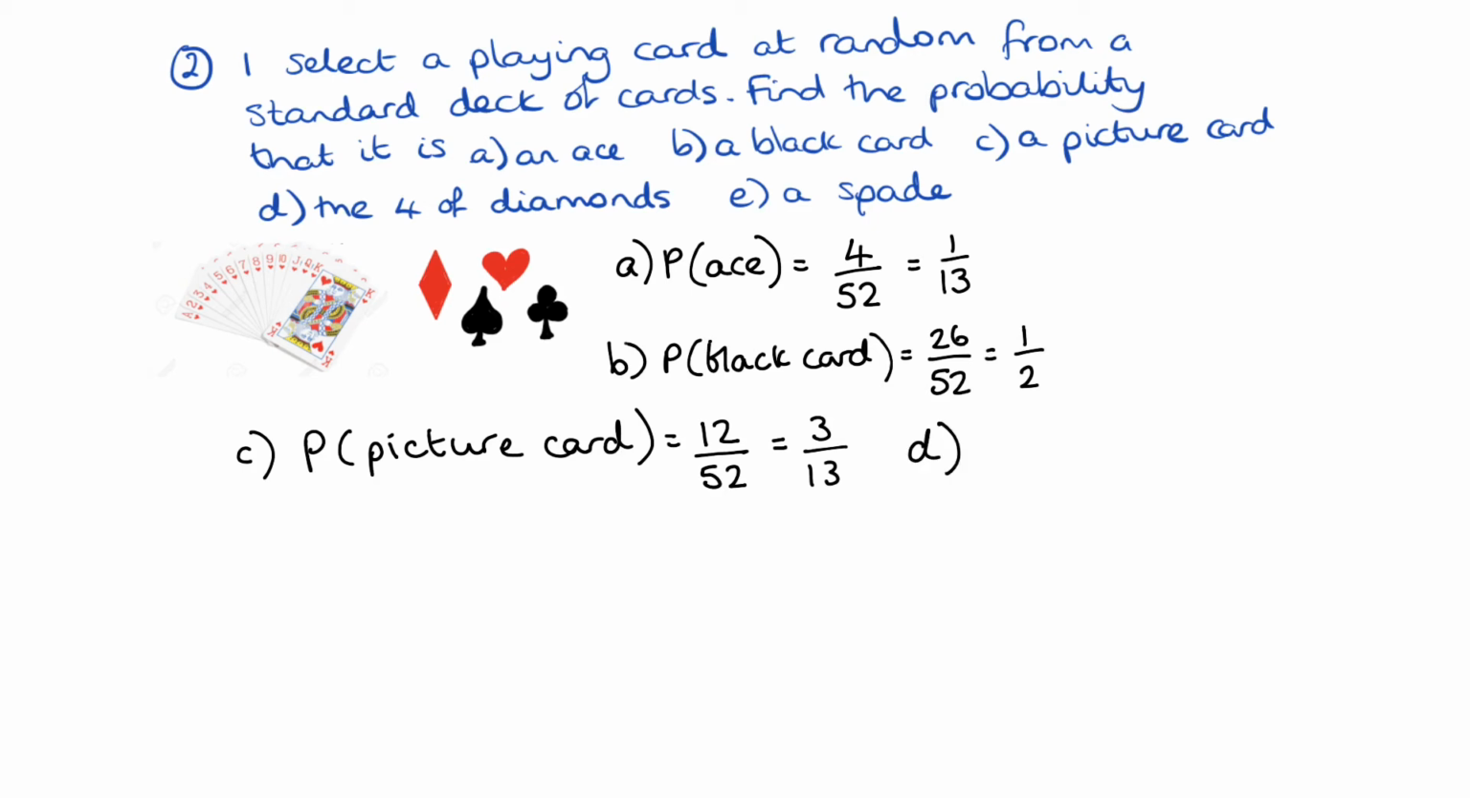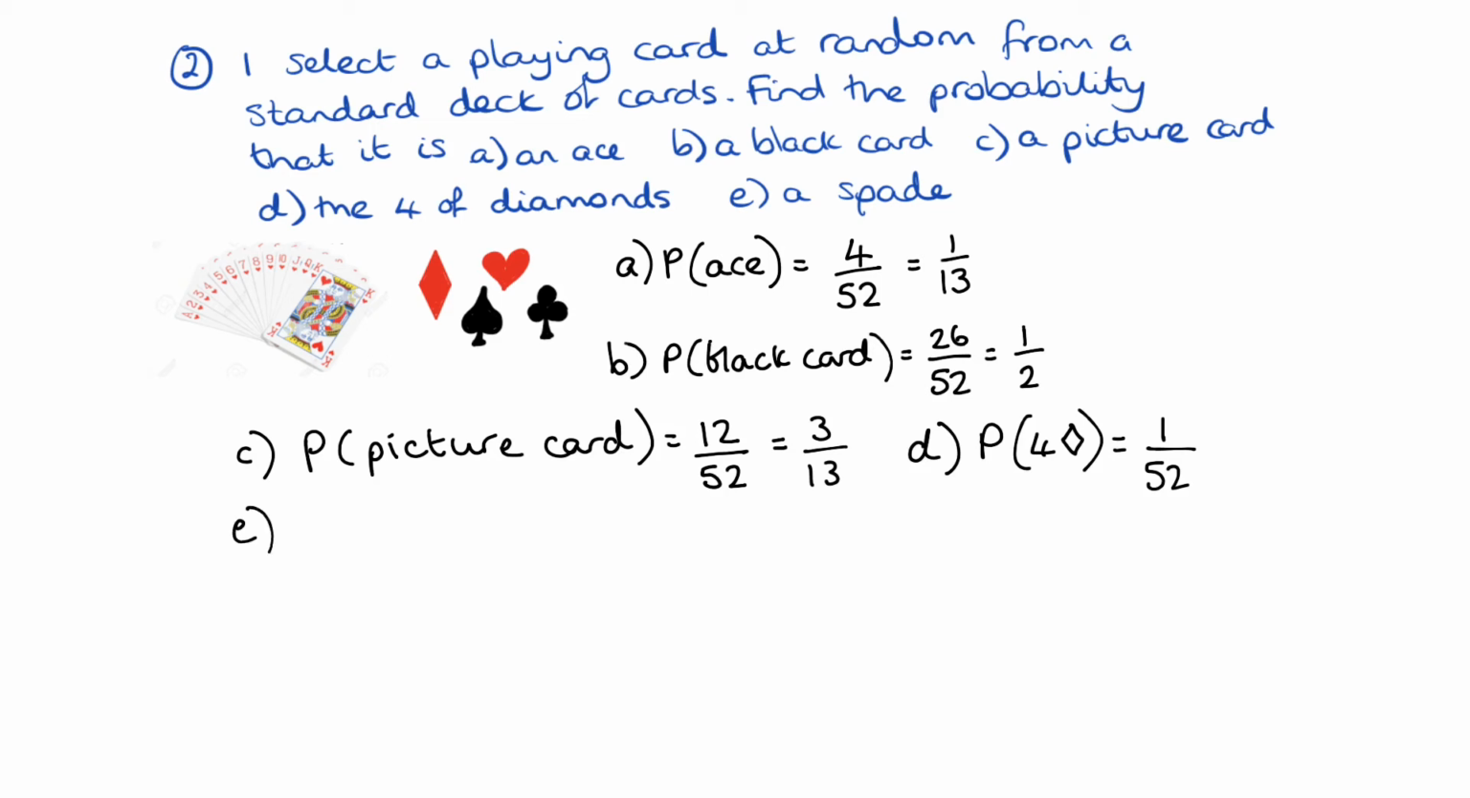D, probability of getting the 4 of diamonds. I'm not going to write out diamonds, I'm just going to put a picture there. Right, there are 52 cards in the pack. 52 different things can happen when you pick a card at random. Only one of them is the 4 of diamonds. Okay, so you've got as much chance of picking the 4 of diamonds as you have of picking the Queen of Hearts or the 7 of Clubs, or any one individual card has the same probability of being selected at random, and it's 1 out of 52.